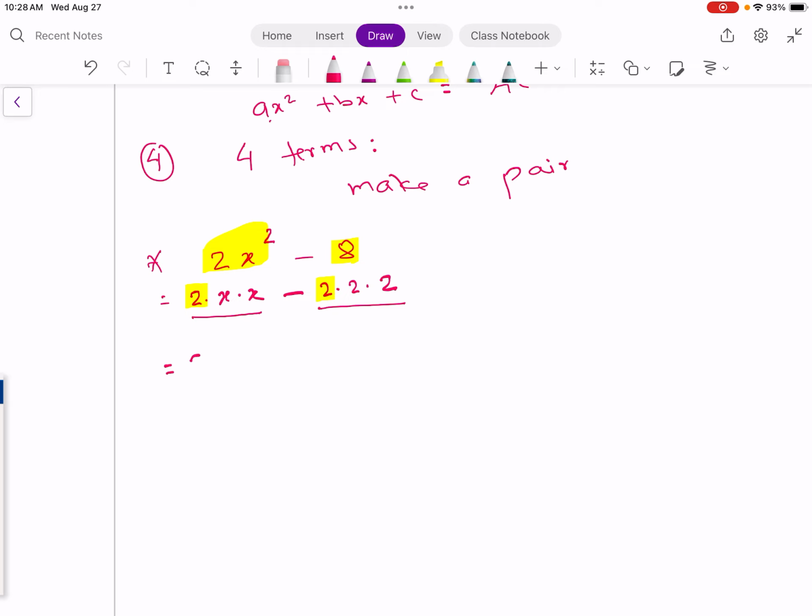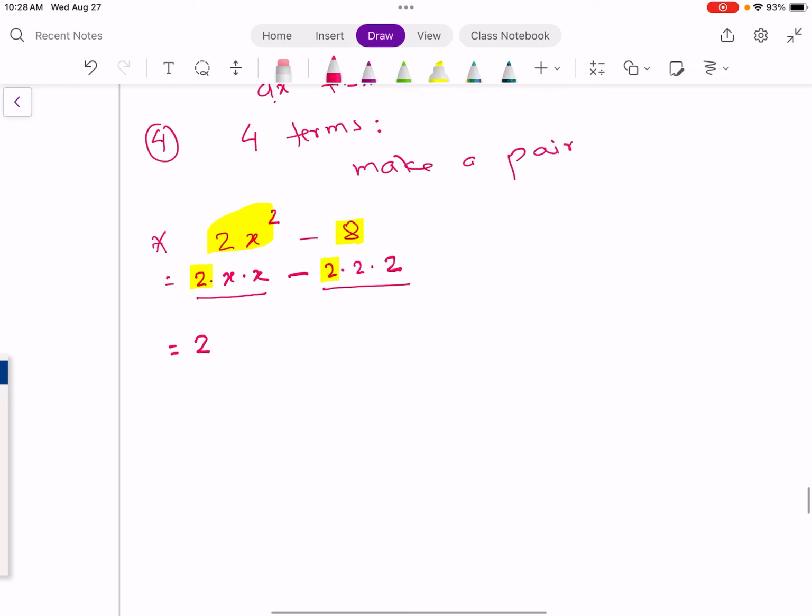If you have a common factor, we factor out that common factor. So let's write down that common factor outside the parenthesis. Now we write down the remaining factors. So x times x, we have x square, negative, and 2 times 2 is 4. So the first step, you find the common factor from each term. You can skip this step, but whenever you are asked to factorize, you have to look for a common factor.